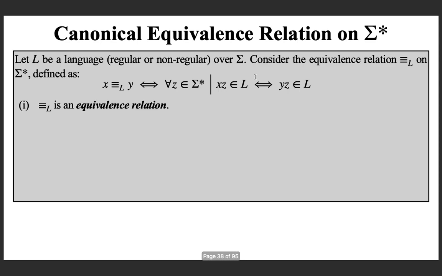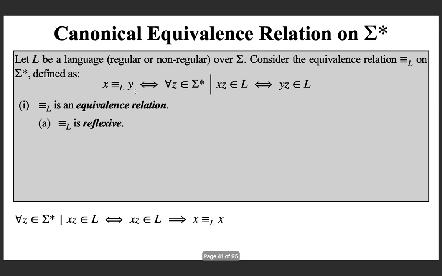You can prove that this relation is an equivalence relation. We need to prove that it is reflexive. That is very easy and trivial. We can prove that for all Z, XZ is in the language if and only if XZ is in the language. That is trivially true. LHS and RHS are the same. Then if you apply this definition, XZ is in the language if and only if XZ is in the language is what we are getting. That is, X and X are related. So it is reflexive. Now we need to prove that it is symmetric.